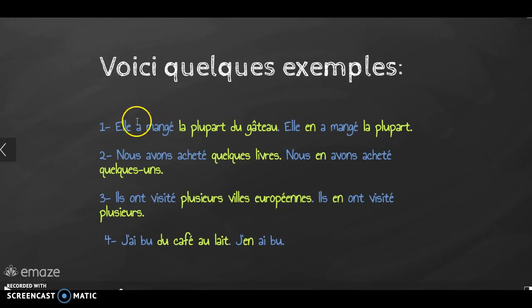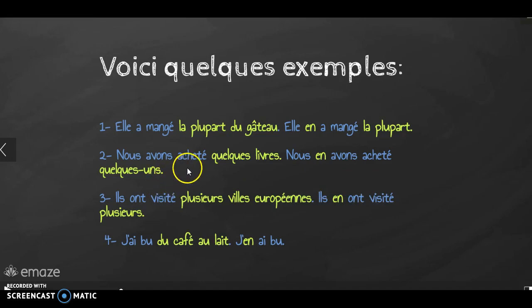Elle a mangé la plupart du gâteau. So here I have my keyword, du gâteau. She ate most of the cake. I'm going to replace du gâteau by en. Elle en a mangé. And this sentence is saying that she ate most of the cake. So I have an expression of quantity that indicates how much cake she had. Alors, la plupart is the expression of quantity, and I'm going to take it and place it at the end of my sentence. Elle en a mangé la plupart.